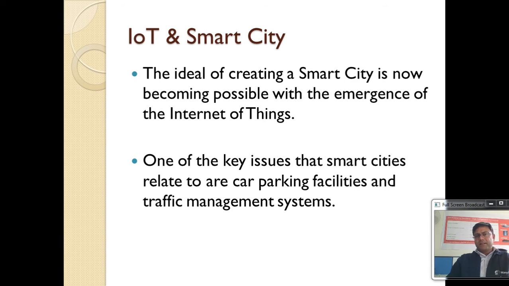The idea of the smart city is now becoming possible with the emergence of the Internet of Things, because of these issues which we have just discussed, like car parking facilities, traffic management, and, let us say, the recent problems in New Delhi where water was not available. How could the city administration inform its citizens about the unavailability of water, or monitor their usage of water per day? All these things could have been made possible because of smart city IoT-based concepts.